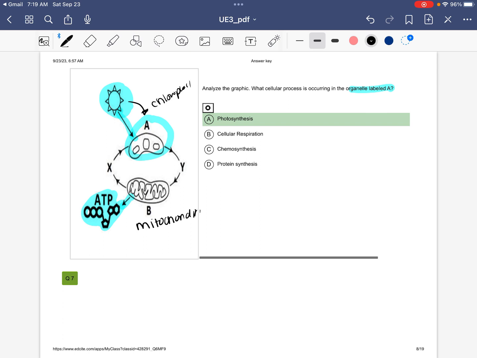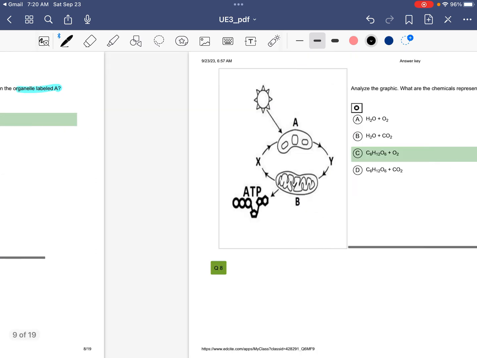So from here, knowing what the organelle is, we can see what process is occurring. So cellular respiration does not need light. Chemosynthesis, we don't even know what that is. We haven't gone over it. Chemosynthesis is a process with chemicals, so we know that was not it. And protein synthesis. Protein synthesis is the making of proteins, but we know we are not making proteins with the sun and ATP. So just by simple process of elimination, photosynthesis should have been your answer because that organelle A, you have the sun pointing towards it.